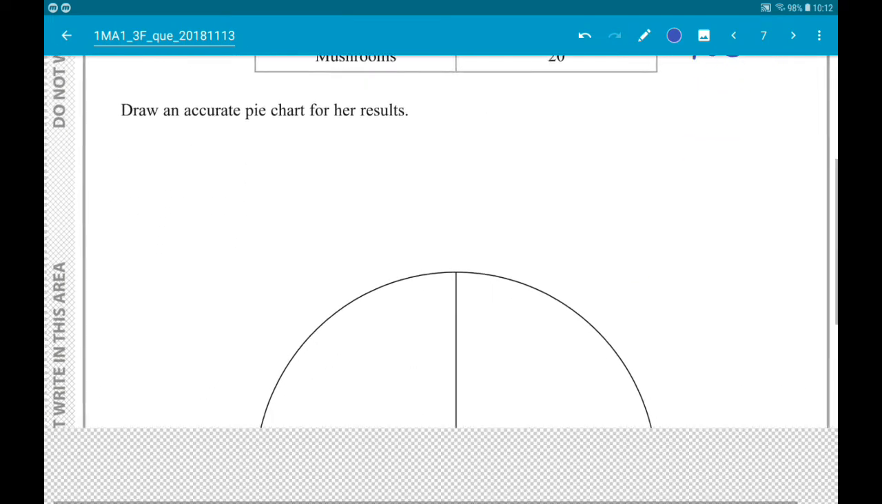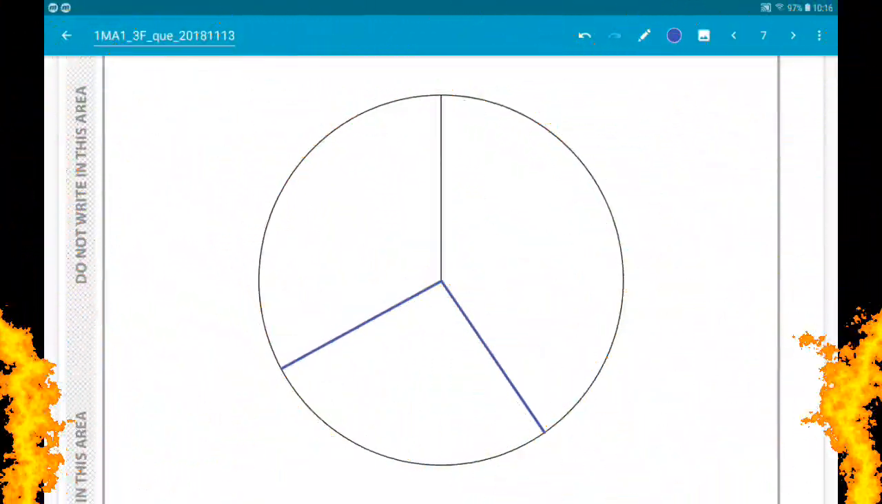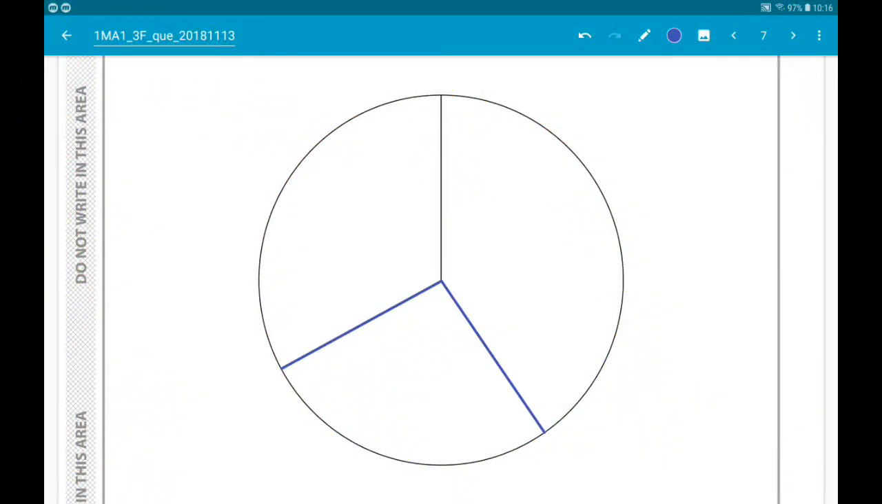So you're going to need a protractor. Now, okay, so your sectors should look something like this. Now, very important, don't forget to label them. So this one is peas. This one is carrots. And then mushrooms.